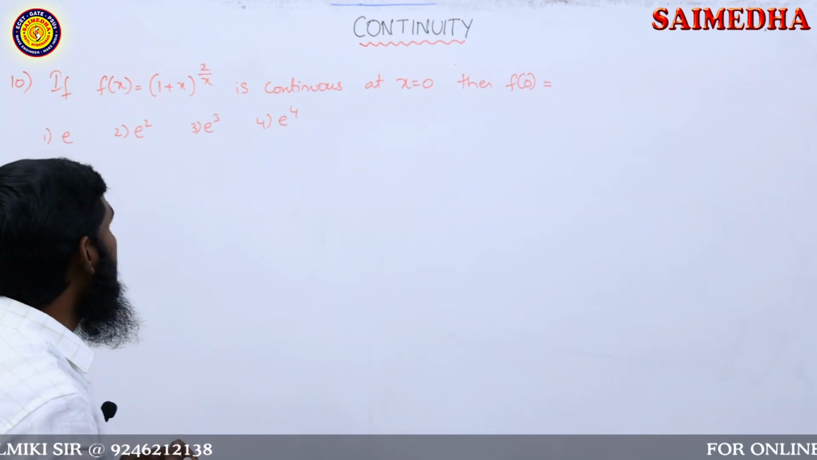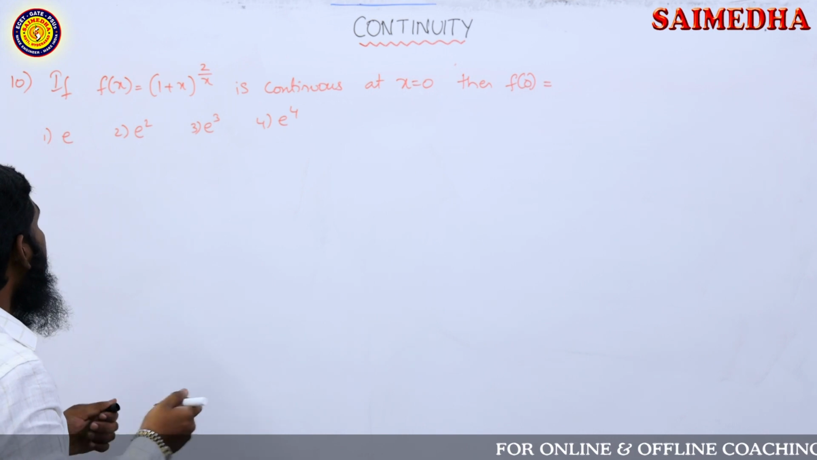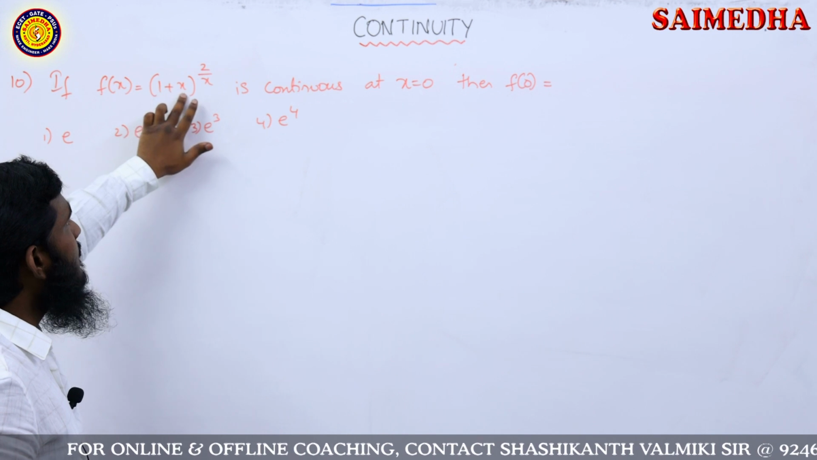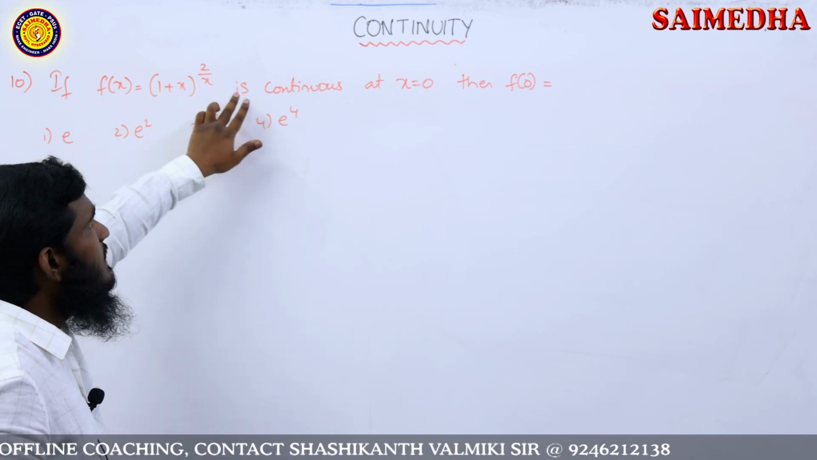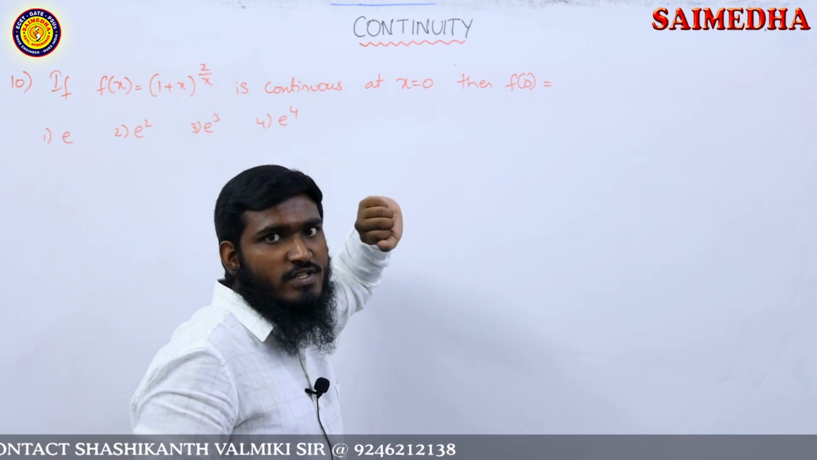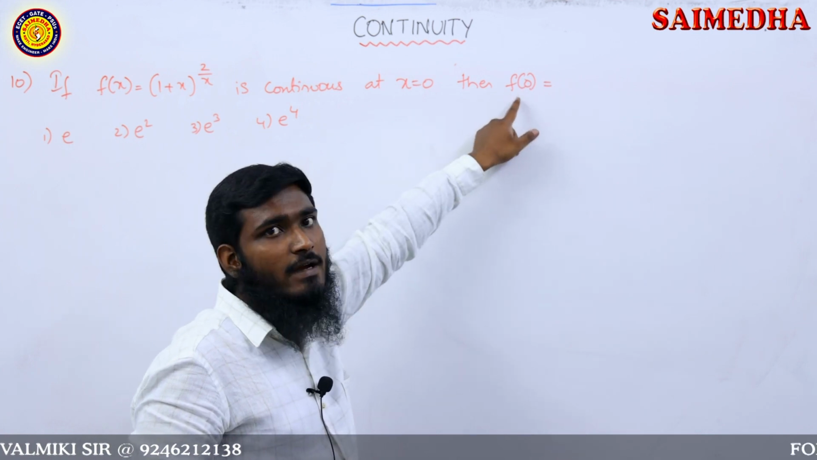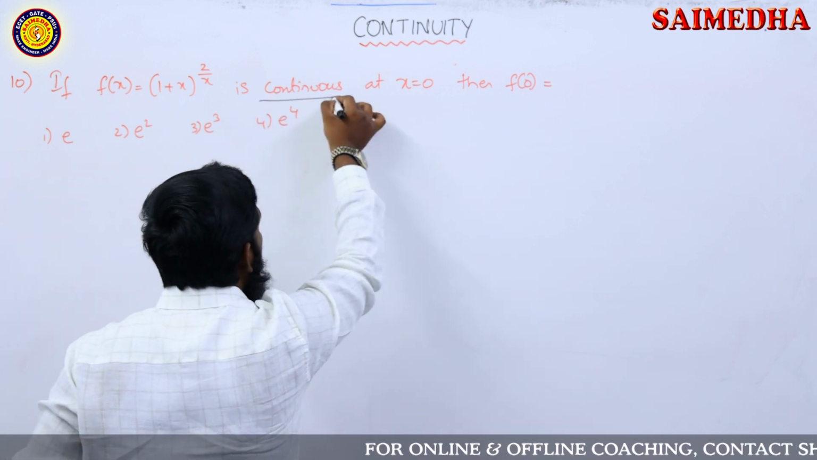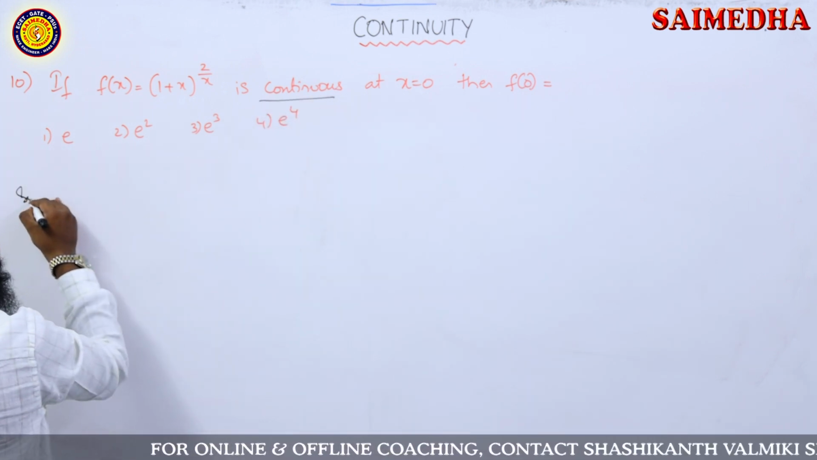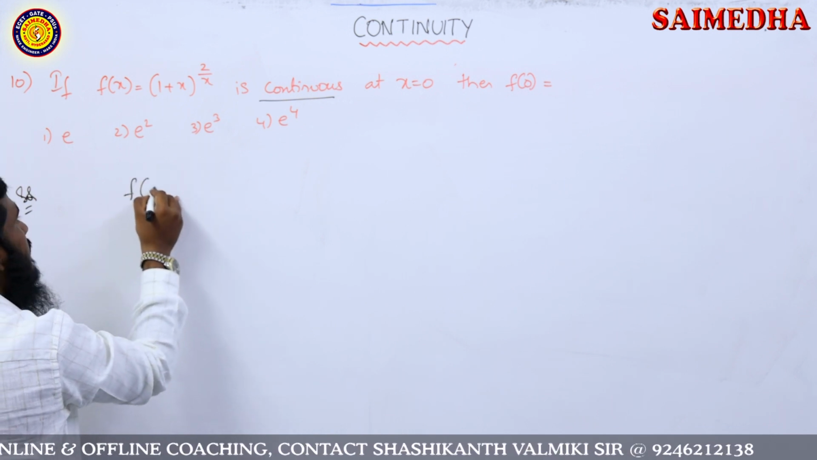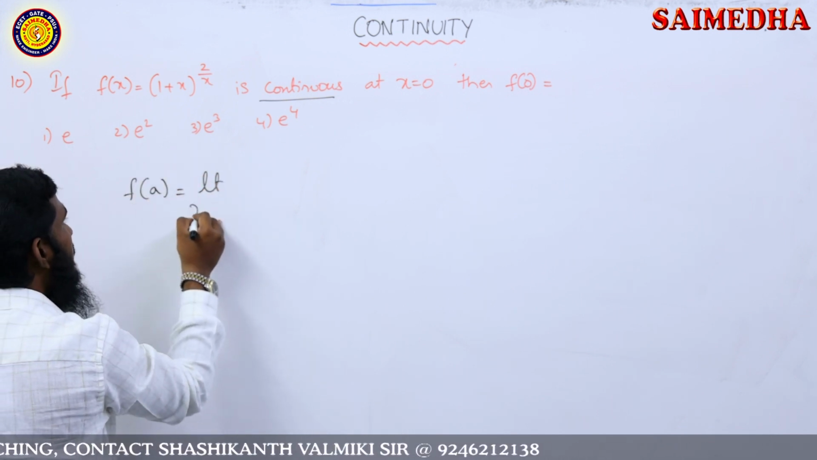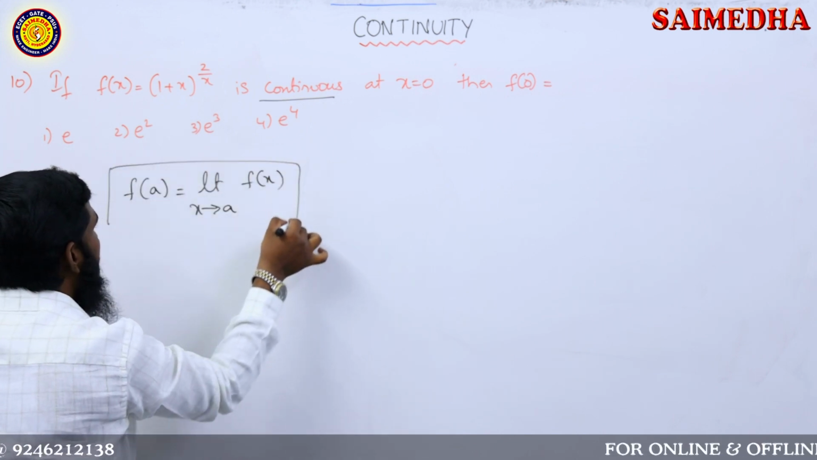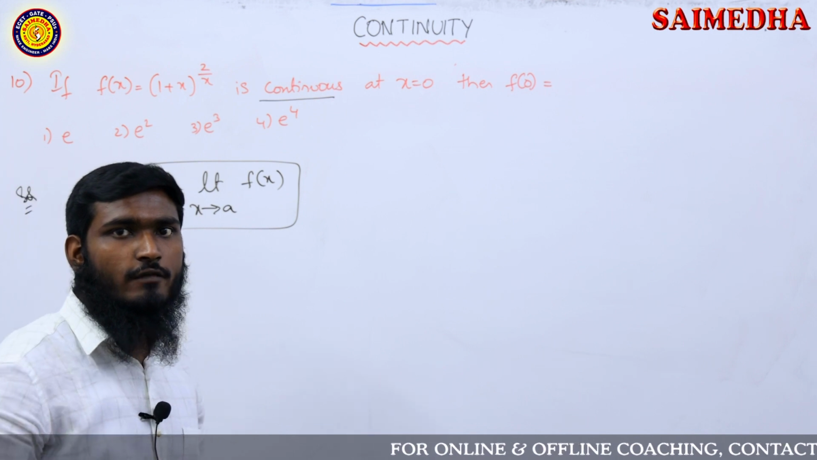Now let us see the last question of this topic, continuity. If f of x equals (1 plus x) whole power 2 by x is continuous at x equals 0, then what do we have to find? We have to find the value of f of 0. It is already given that it is continuous, and we have to find the value of the function. What is the condition? The condition is f of a is equal to limit x tends to a of f of x. This is the condition. So according to our condition, we have to solve the problem.